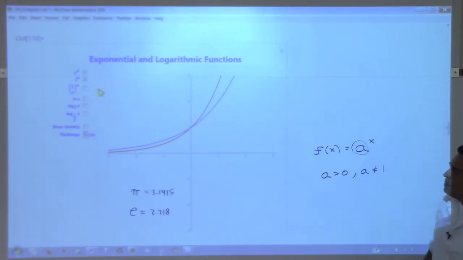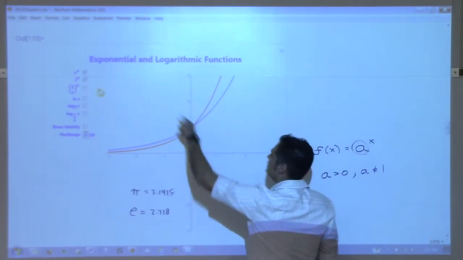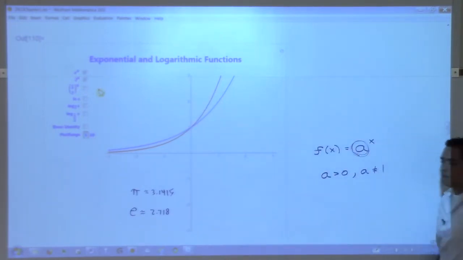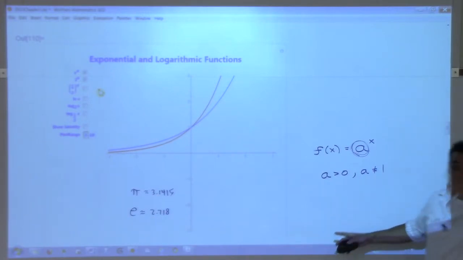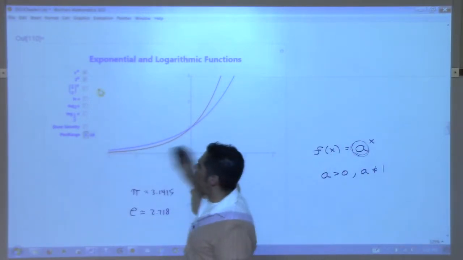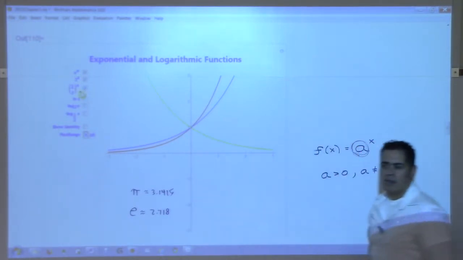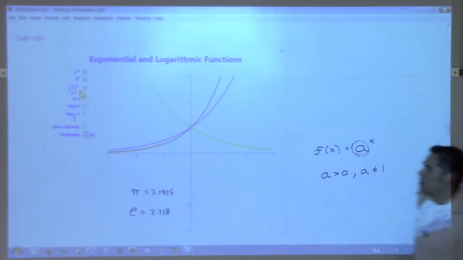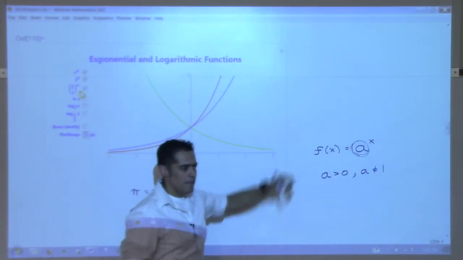When do I get exponential decay? When will it go this way? When this number here is what? It can't be negative. Less than 1, but still positive. So if you use 1/2 raised to the x, that's the next one I'm going to look at. 1/2 to the x, that's the graph. Now it grows as you go out this way, but it decays as you come this way. Flattens out to 0.